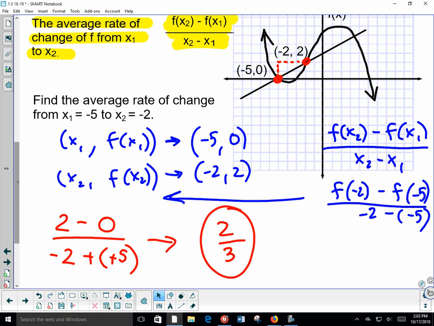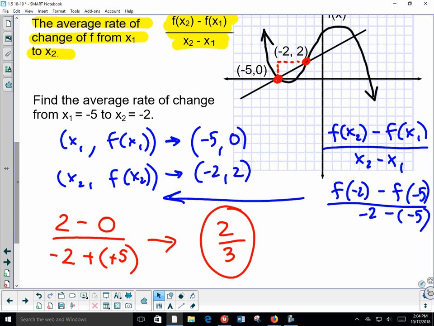So this is our formula, right? But we're trying to specifically find the average rate of change from -5 to -2. So I just filled in -2 for my x2, -5 for my x1. Now what is f of -2? I could either look at my graph and see, hey, it goes up a height of 2. So f of -2 is 2. And what's the height of f of -5? I can look at my graph. At -5 over, it's at a height of 0.